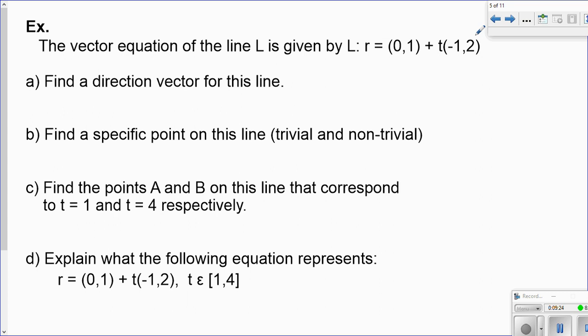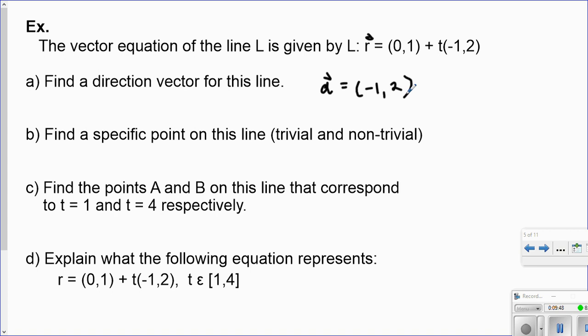So let's take the vector equation. Given the vector equation of a line r = (0, 1) + t(-1, 2), I'm starting at (0, 1), and I'm going along the direction vector of (-1, 2). So what's the direction vector of this line? That's all I need here, and that should be your direction vector.